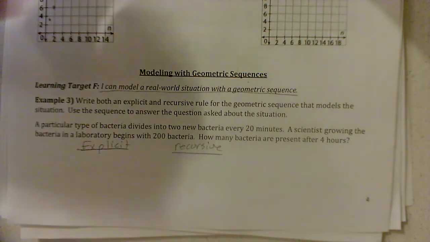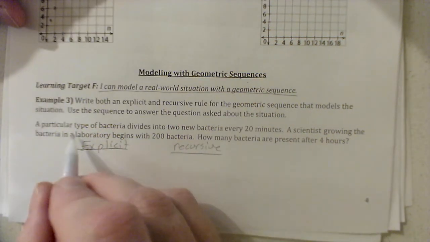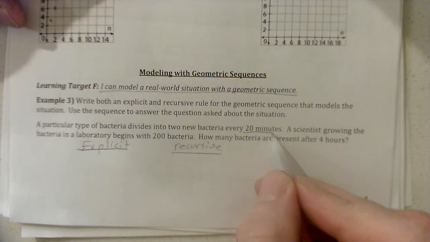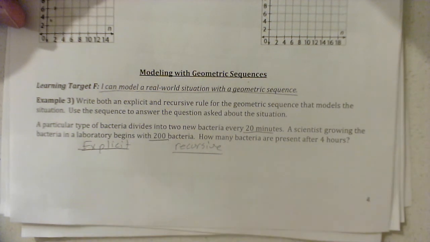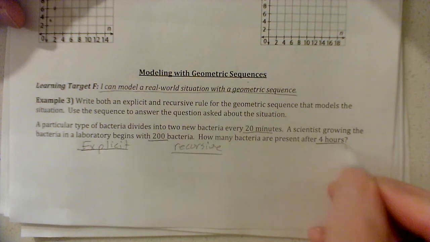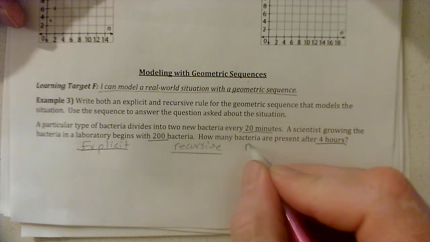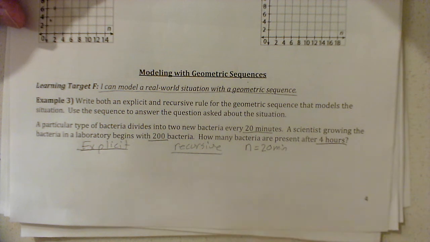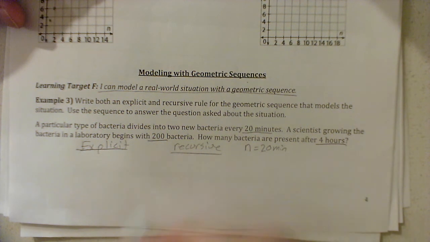All right. So it says, a type of bacteria divides into 2 new bacteria every 20 minutes. Scientists growing the bacteria begin with 200. So we're going to make our n, our input value, n equal to 20 minutes. So everyone knows, not hours. We're going straight 20 minutes. Makes it a little easier.